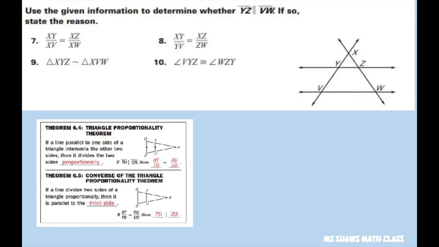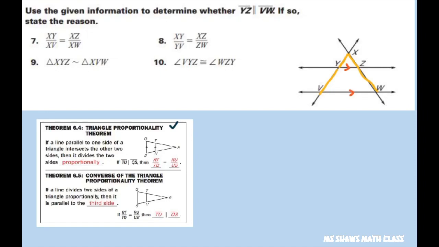One, we're going to use the given information to determine if these two lines here are parallel, and we're going to state the reason why. We're going to use the triangle proportionality theorem, which states that if I look at this figure, if these two lines are parallel, then these two sides are proportional to these two sides.